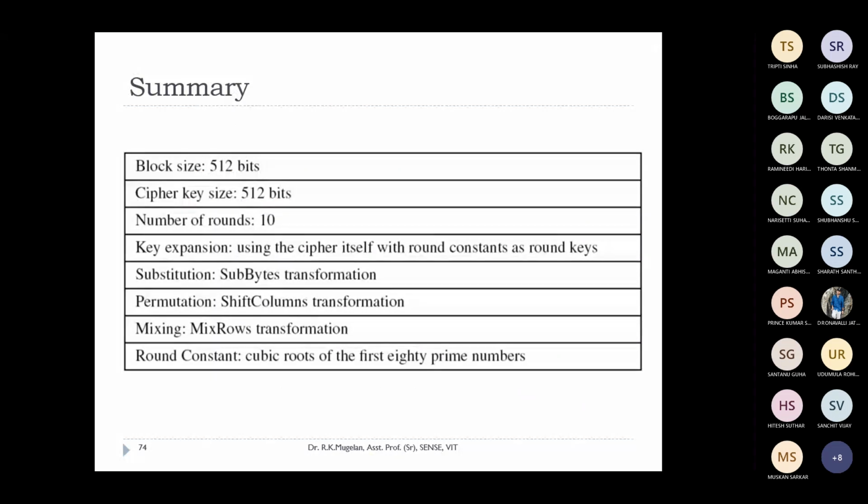To put everything in summary, we have blocks of 512 bits. The cipher key is 512 bits, which is nothing but our seed value. We have 10 rounds. Key expansion uses the same cipher method itself, but instead of round keys, we use round constants. The same SubBytes transformation gives us the substitution technique, then permutation and mixing are done, and the cubic root method is used. Actually, it's not the first 80 prime numbers; they took only the first 10 prime numbers for round constants.